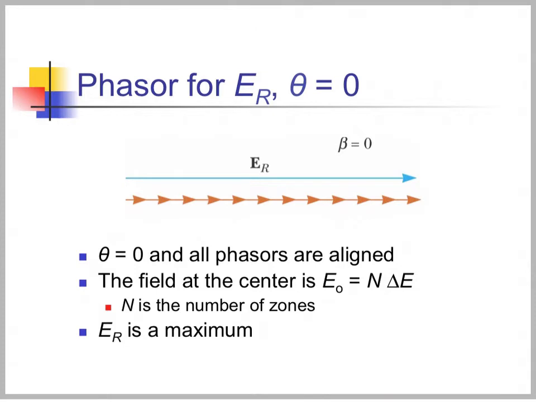So at theta equals 0, all phasors are aligned, and the field at the center is just N times delta E, which is the total intensity of that light. So the resultant phasor is at a maximum.